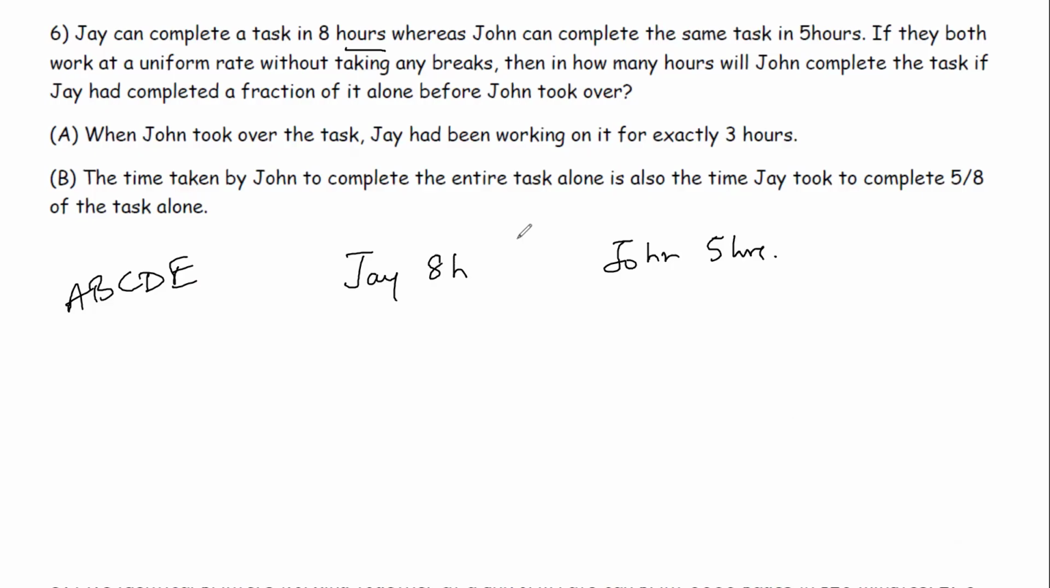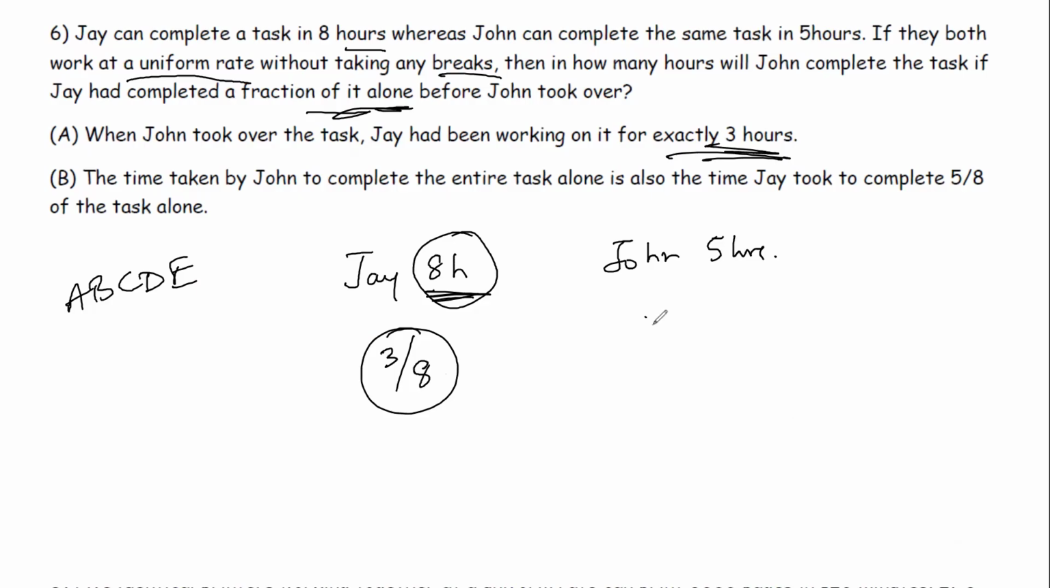Statement A. When John took over the task, J had been working on it for exactly 3 hours. And they've mentioned they worked at a uniform rate without taking any breaks. So clearly, if J worked on it for 3 hours, and he can complete the entire task in 8 hours, then he's completed a fraction of it alone, which is 3/8. In 8 hours he can do the entire task, right? Then in 3 hours he can do 3/8 of the task. Correct? So then John is going to do 5/8 of the task remaining.